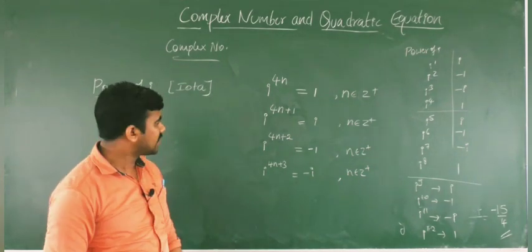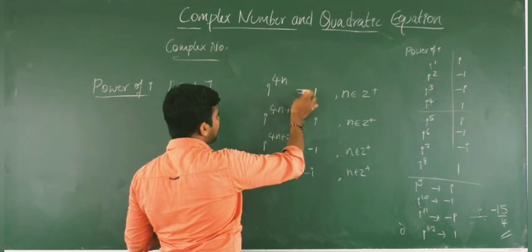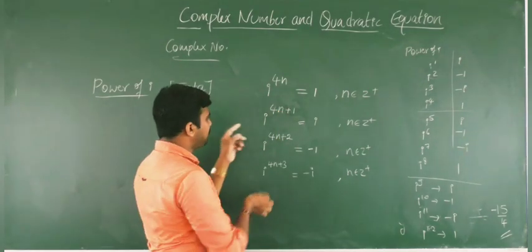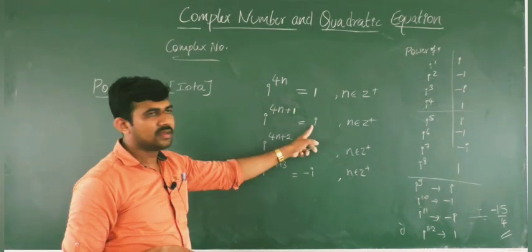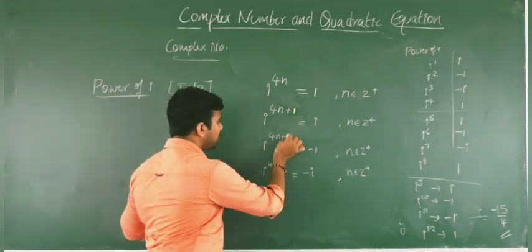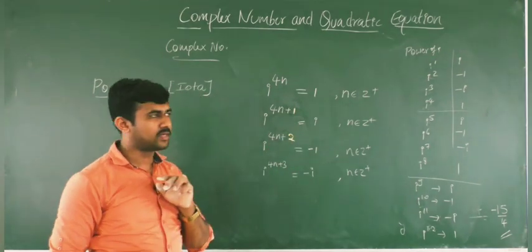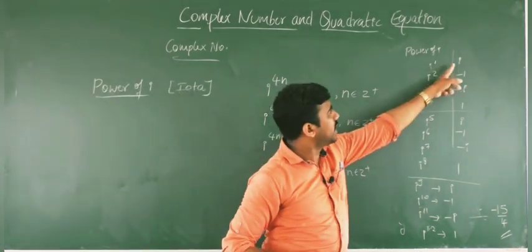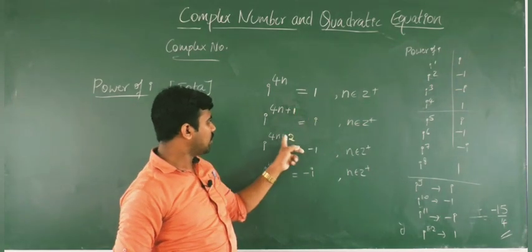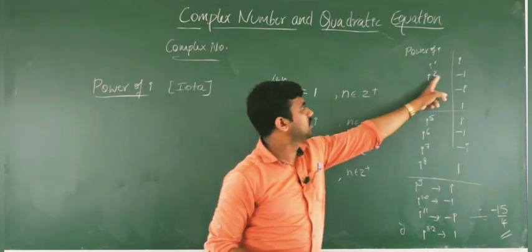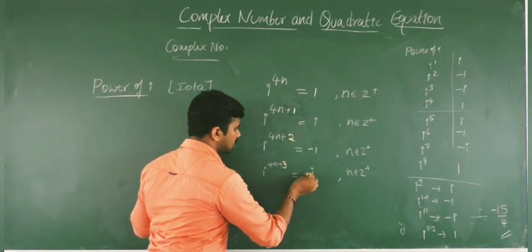Otherwise, you can remember it like this. See, here i to the power 4n is always 1. If you have 1 here, then its value is i. If you have 2, then it is minus 1. Look: for power 1 it is i, for power 2 it is minus 1, and for power 3 it is minus i.